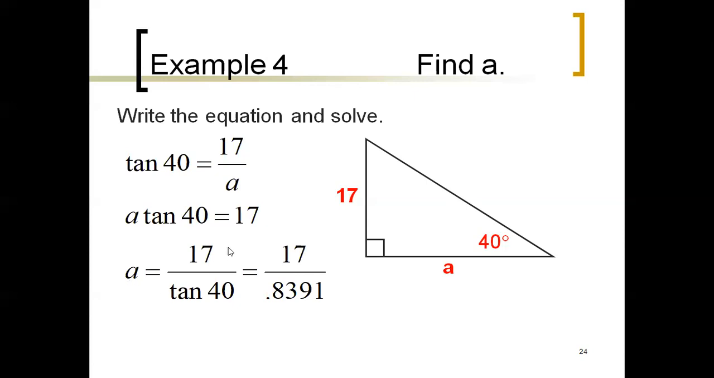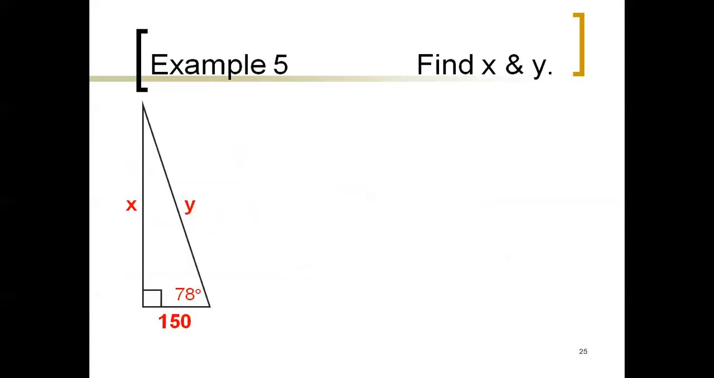So we will have A equals 17 over tangent 40 equals 17 divided by the approximate value of tangent 40 degrees, that is 0.8391. So dividing that one, A therefore is approximately 20.3. Another example. Using this right triangle, we have the angle 78 degrees. 150 is the adjacent side with respect to this angle, and your x is the opposite side. So x and 150, that is opposite and adjacent. So we're going to use here tangent 78 equals x over 150.